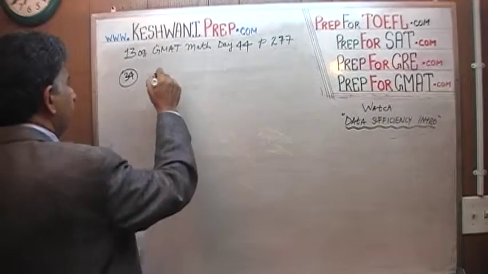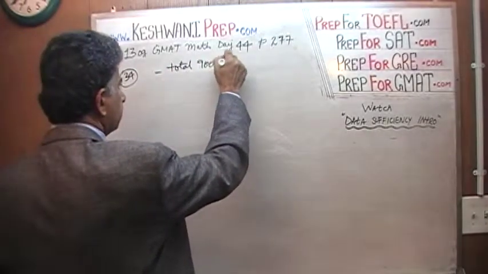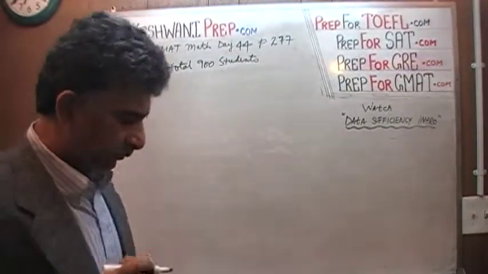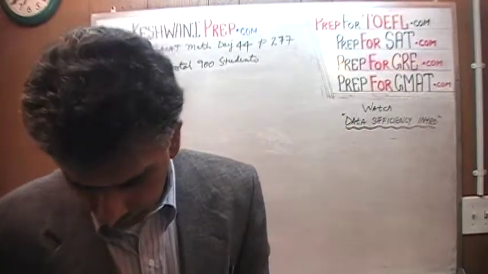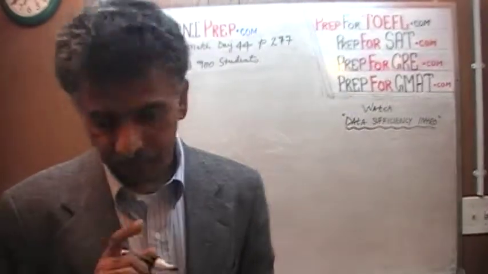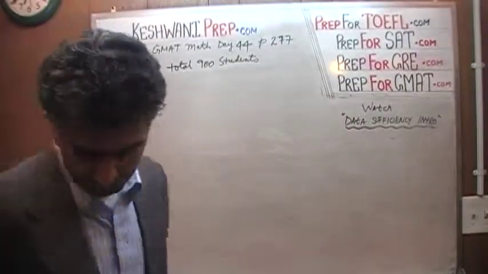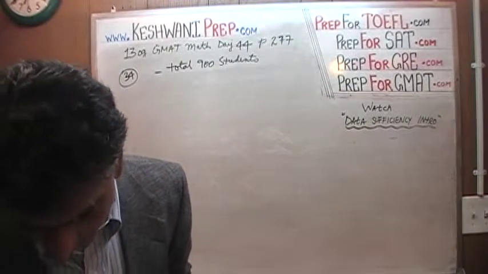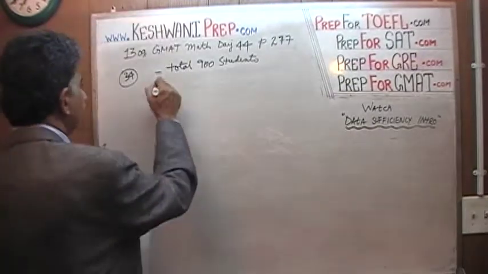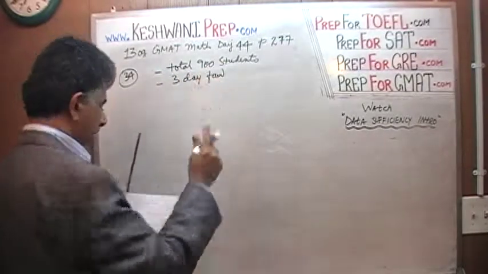We are told that we have a total of 900 students. Make sure you read the problem to yourself. I'm going to read it to you. It says a certain high school with a total enrollment of 900 students had a science fair for 3 days. So they had a 3-day fair at the school.